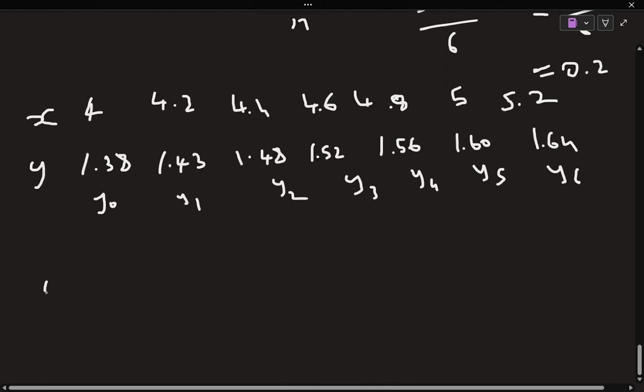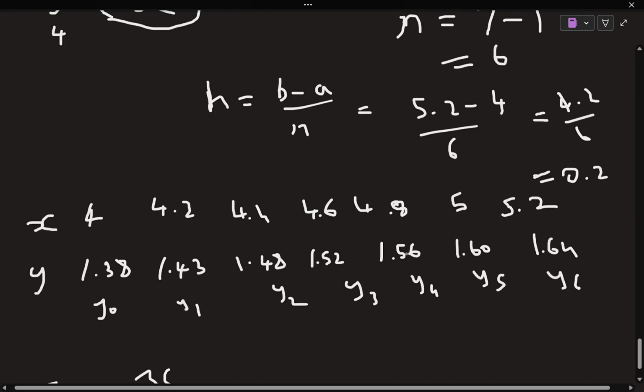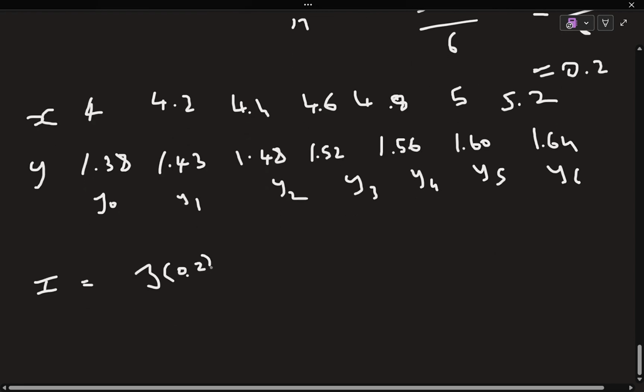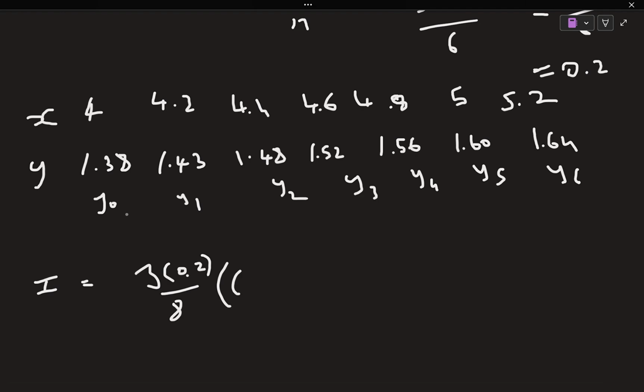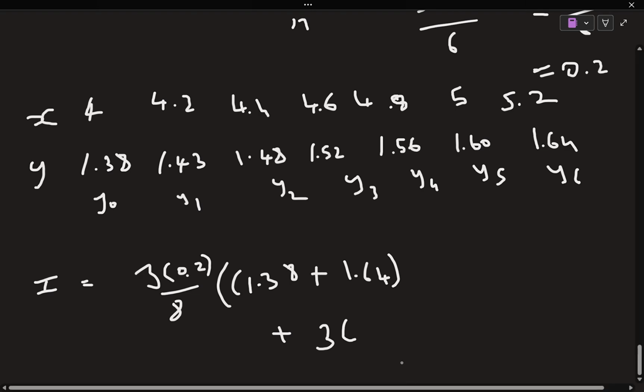I just need to substitute it in my 3 by 8 rule. So that becomes 3 into my h value, 0.2, upon 8, and then obviously y0 plus yn, here y0 is 1.38 plus yn is 1.64, plus, next I have 3 into, I need to take all values except multiples of 3, correct? So it's 1.43 plus 1.48, which is y2. I shouldn't take 3, I go to 4, y4, plus 1.60.